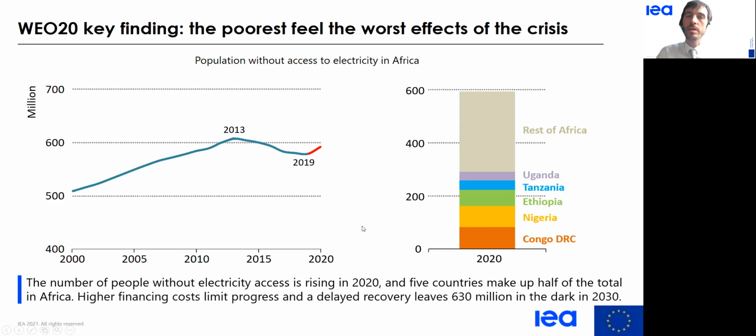And we also think that due to the consequences of the pandemic and the aftermath of economic difficulties, many people that were connected to electricity are at risk of not being able to afford clean energy services and might come back to more traditional or more basic sources of lighting, for example.